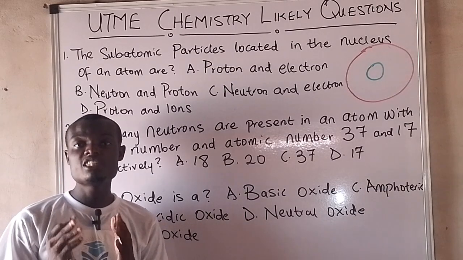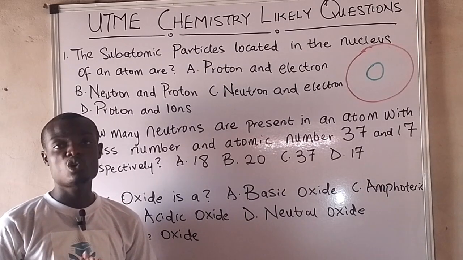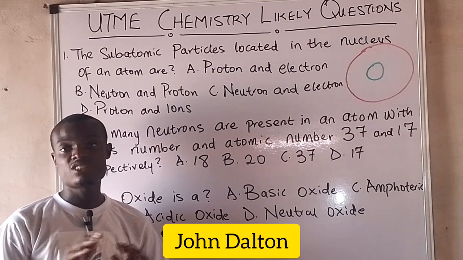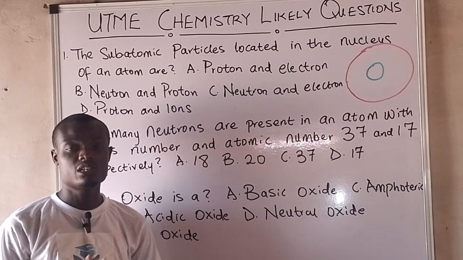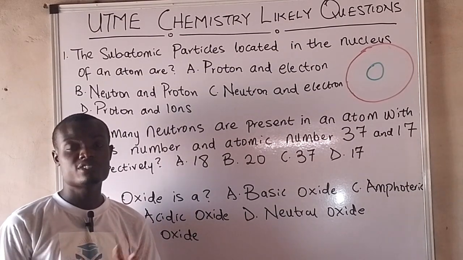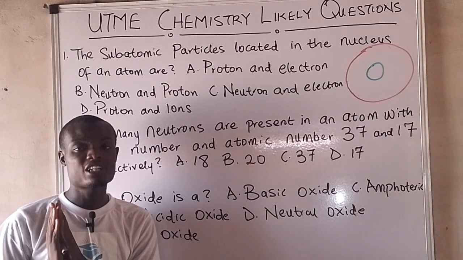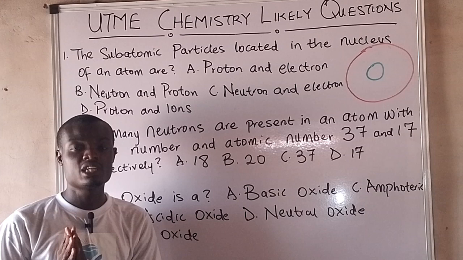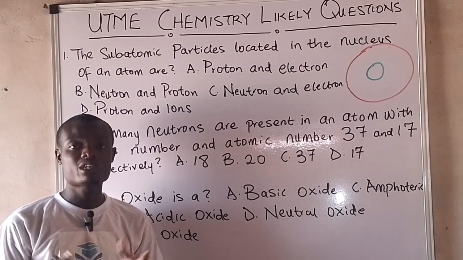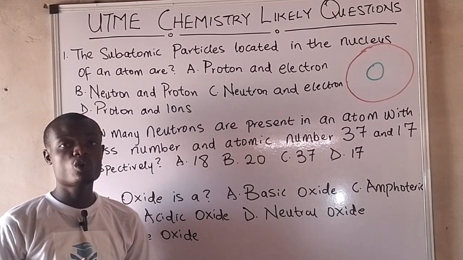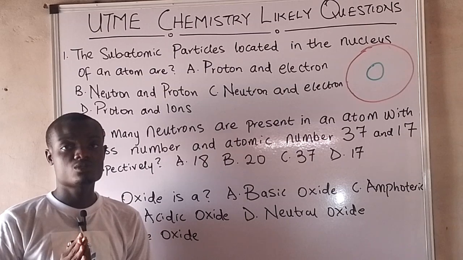So, initially, there was a chemist called John Dalton. He believed that atoms cannot be divided further, but later experiments proved that you can divide an atom to give us 3 subatomic particles. When I say subatomic, they make up the atom. And what are those 3 subatomic particles? We call them proton, electron, and neutron.